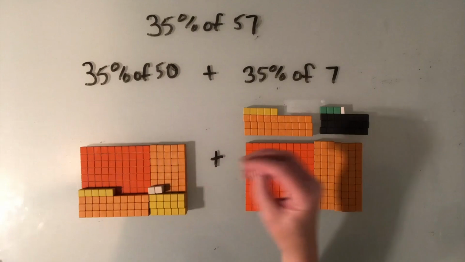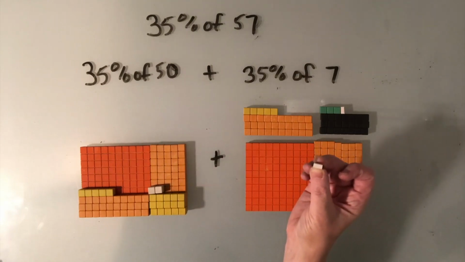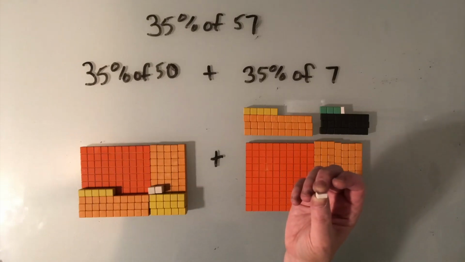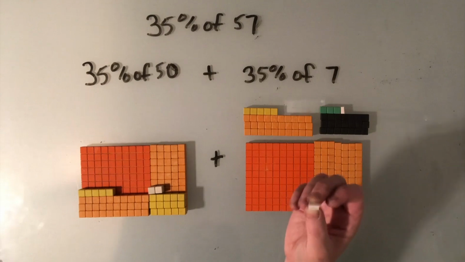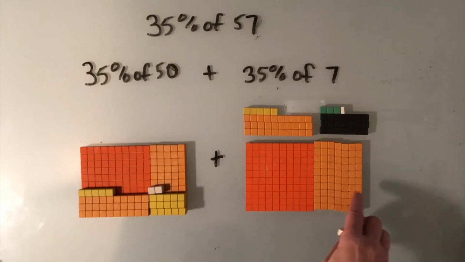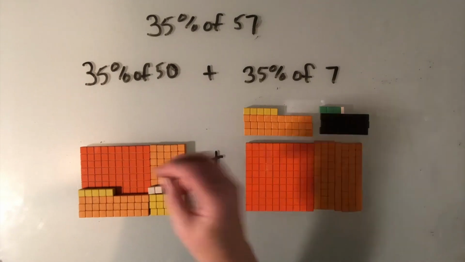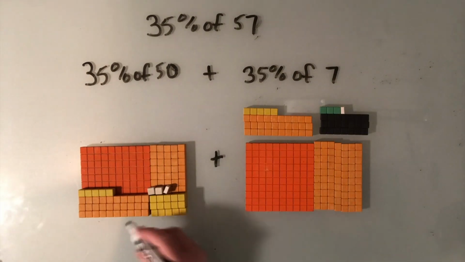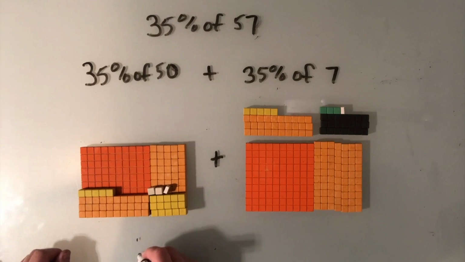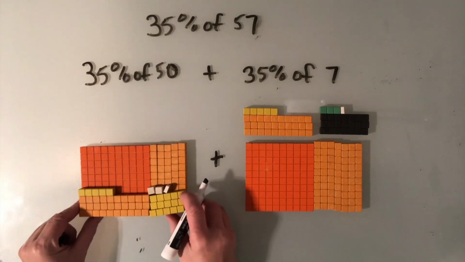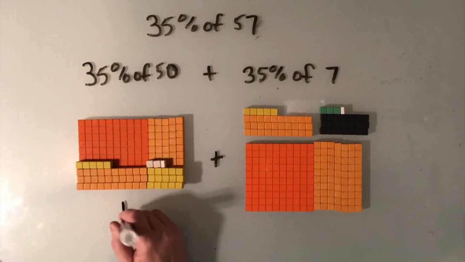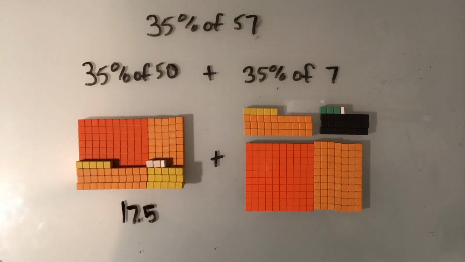You'll notice that this is a little half block. It's just a unit block cut in half. Well, it's a white block cut in half. Let's not say unit because it depends what our unit is. In this case, the white is a unit, but over here it's not. So it's a little white block cut in half. So we have 17.5 right here. Let's just move that up. That's 17.5. 35% of 50 is 17.5.